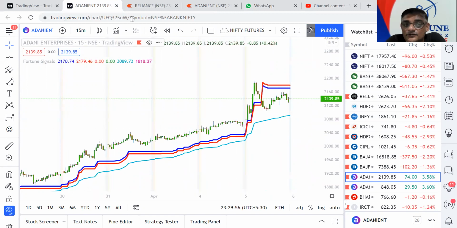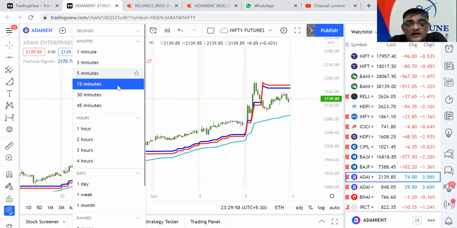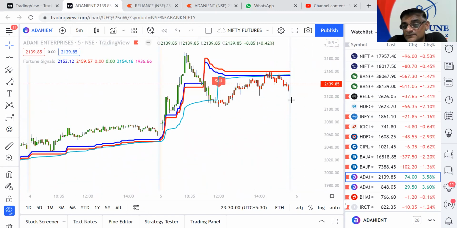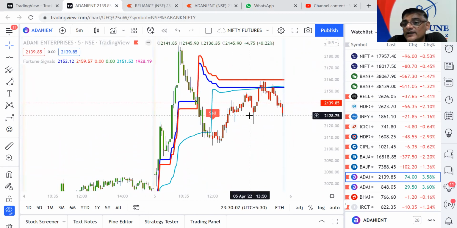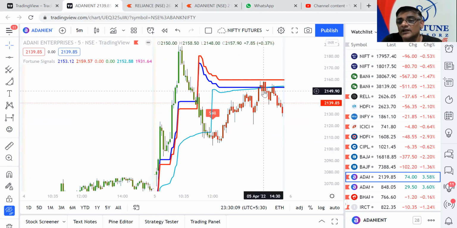Okay, this is not a genuine sell. If you go to 5 minutes, this is not a genuine sell. As per the system, I should hold my counter. But I exited today because I was worried about the position size. So that's why I exited Adani Port.